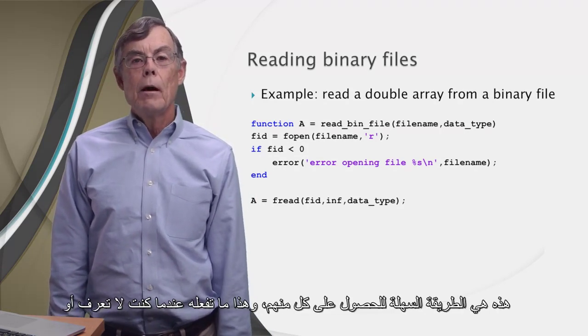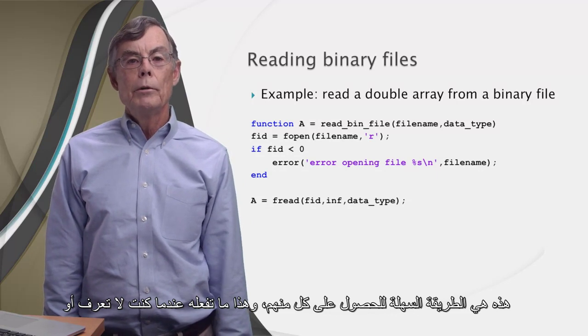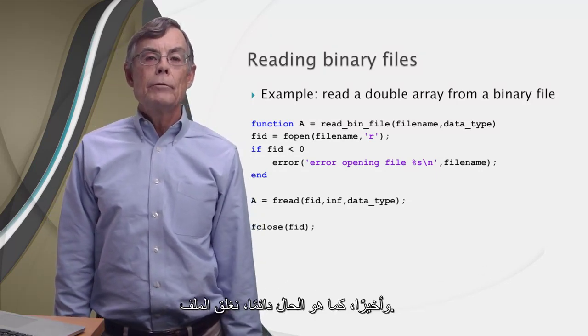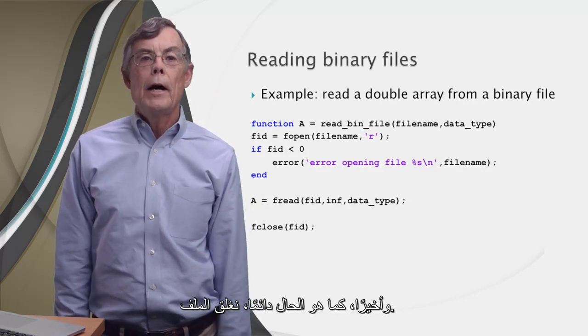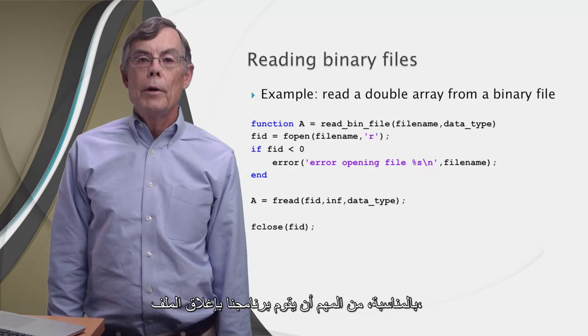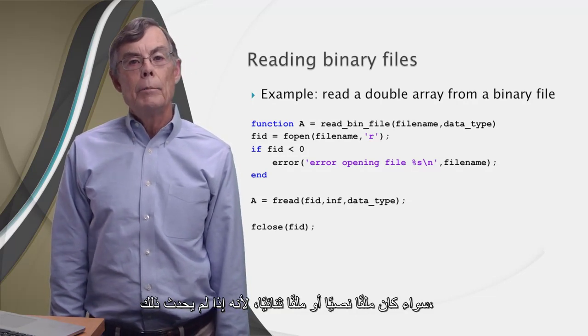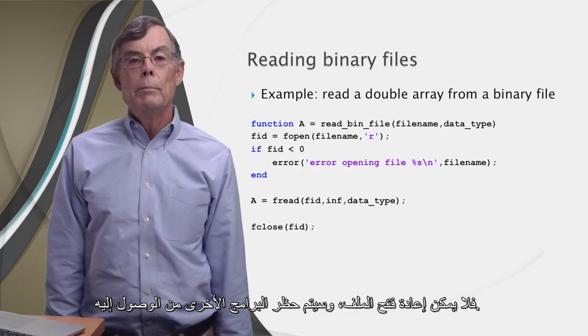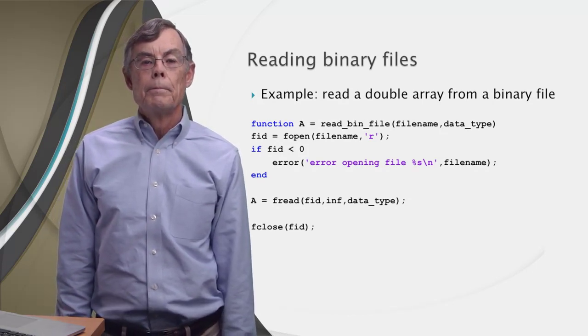That's the easy way to get all of them, and it's what you do when you don't know or don't care how many numbers are there. Finally, as always, we close the file. By the way, it's important that our program close the file, whether it be a text file or a binary file, because if it doesn't, then the file can't be reopened and other programs will be blocked from accessing it.